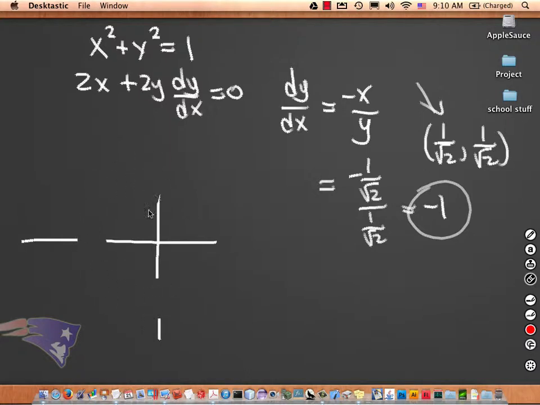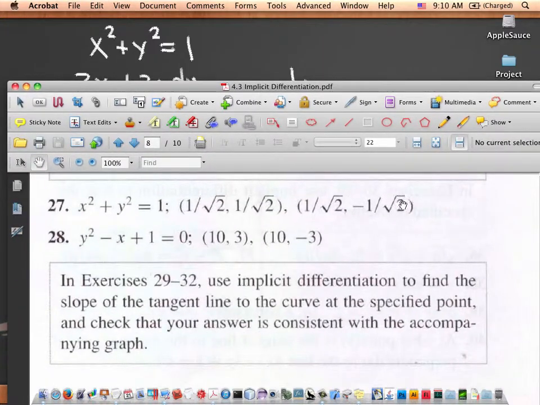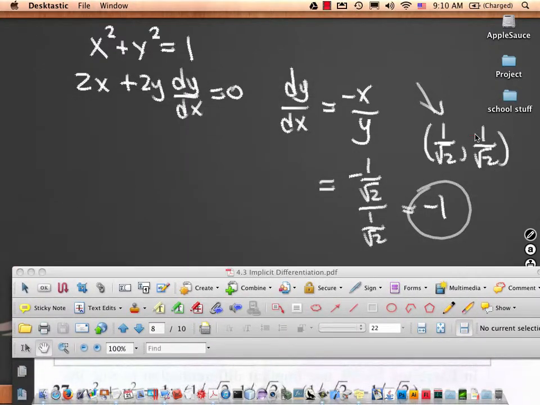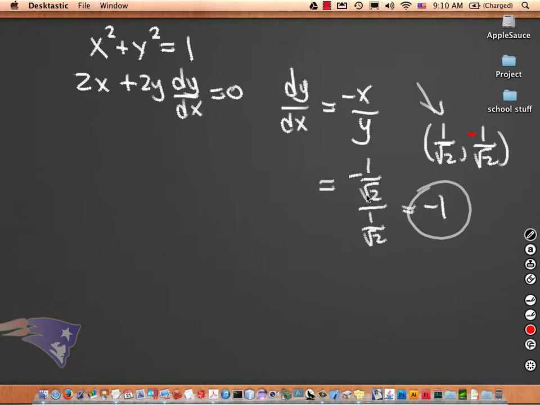What's the other ordered pair? It's 1 over square root of 2, negative 1 over square root of 2. Right. So this one's negative. So if I plug that in, that will become positive 1 because this one's negative. And if I graph this out, there's my unit circle. Where's this ordered pair located? Which quadrant is that in? Quadrant 3. That's down here. And the slope of the tangent line goes like this.